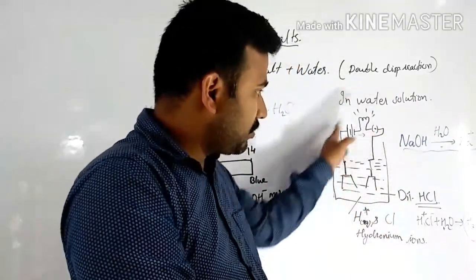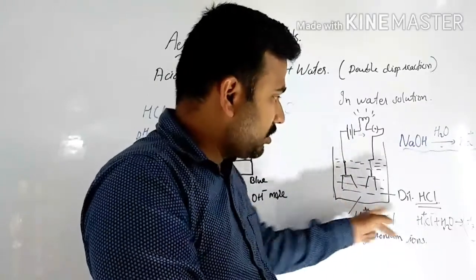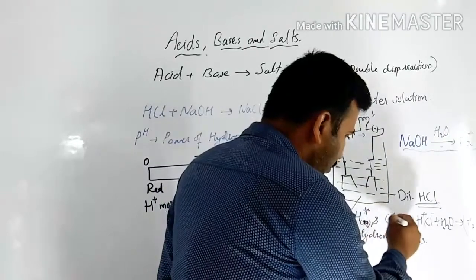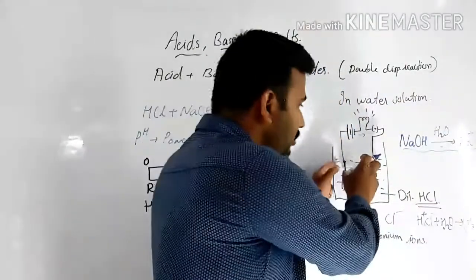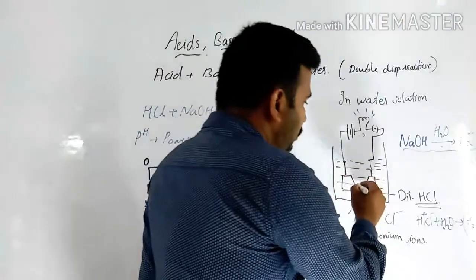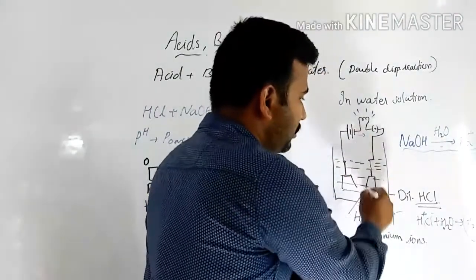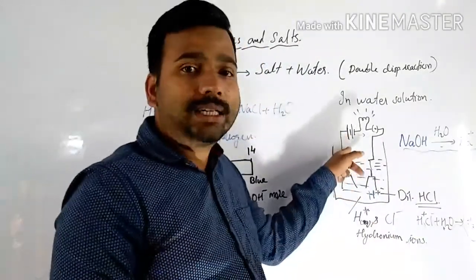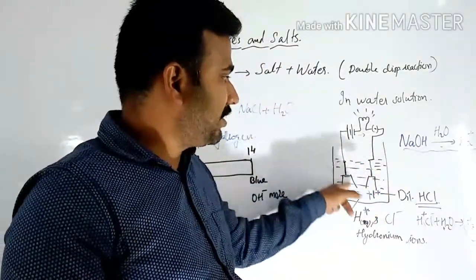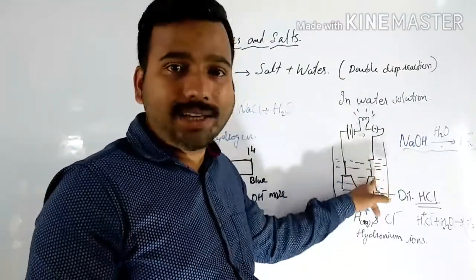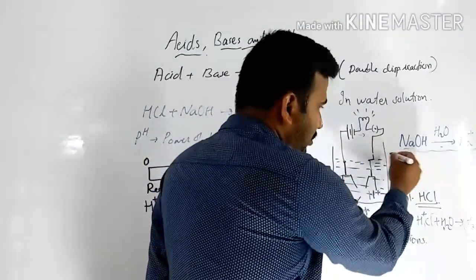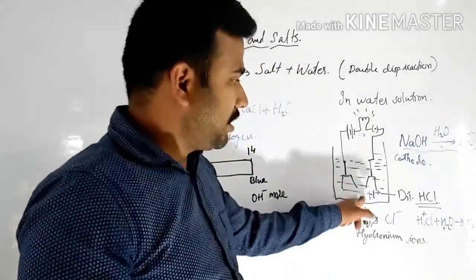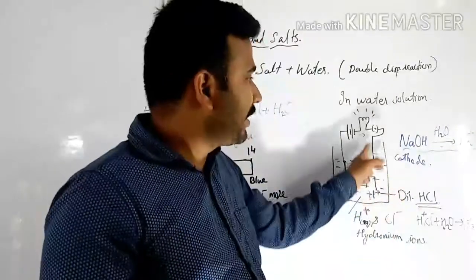As the electric current starts passing through the solution, already HCl, when mixed with water, has H plus ions and Cl minus ions present in the solution. As we know, the H plus ions, being positively charged, will get attracted towards the negatively charged electrode, which is known as cathode. The H plus ions will move towards the cathode.